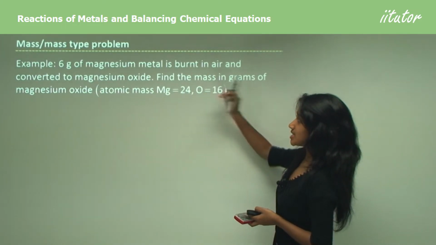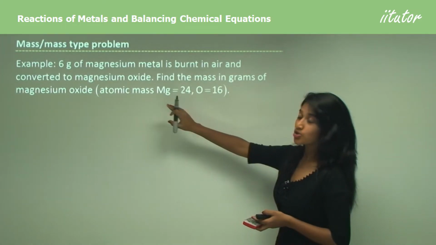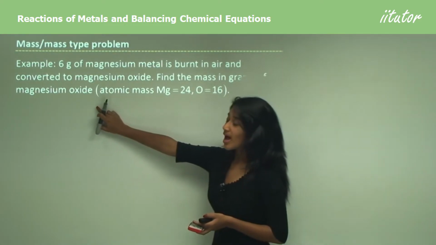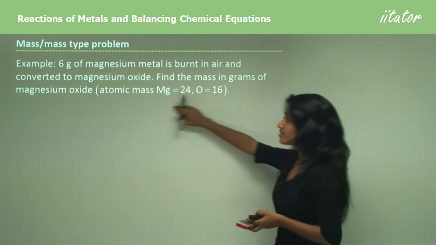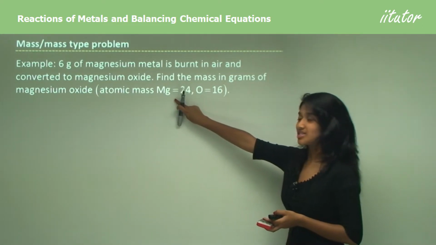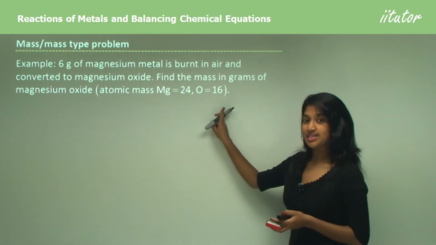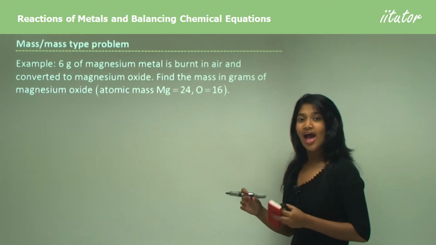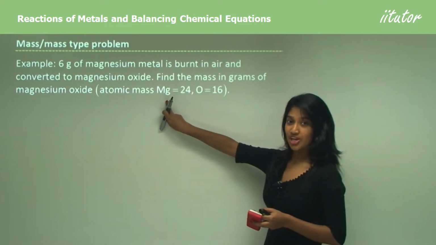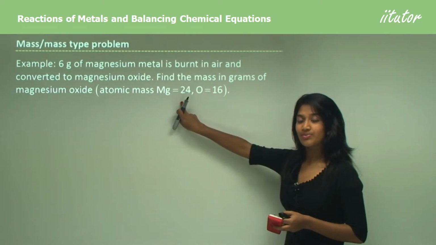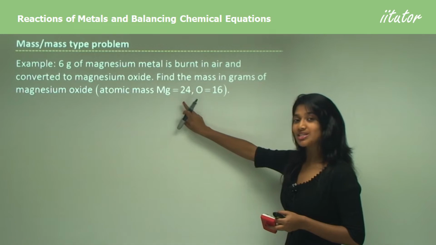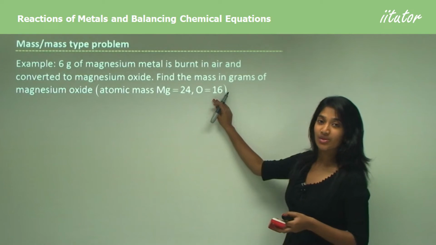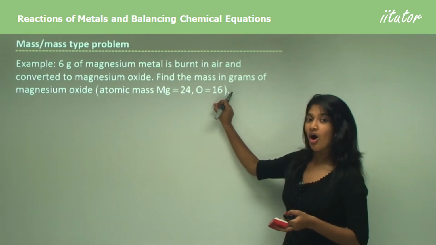6 grams of magnesium metal is burnt in air and converted to magnesium oxide. So in this question, we are supposed to find the mass in grams of the magnesium oxide. Now they have given you the atomic mass of magnesium as 24 and oxygen as 16. Where they have derived these masses from is, go to your periodic table, and if you go to magnesium, which is Mg, you would see 24 written there. Now this is the atomic mass, in other words, how many protons and neutrons there are in the atom. You would find the same thing with oxygen. It'll say 16 on the oxygen box.